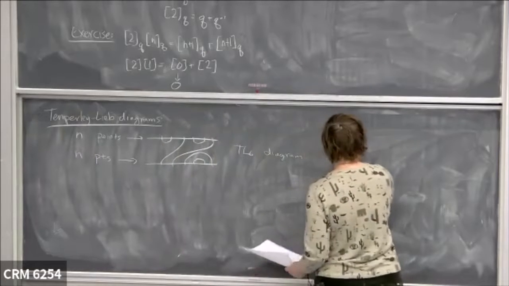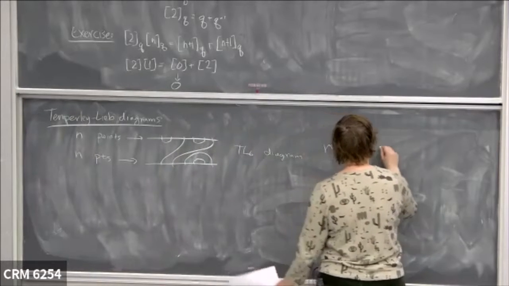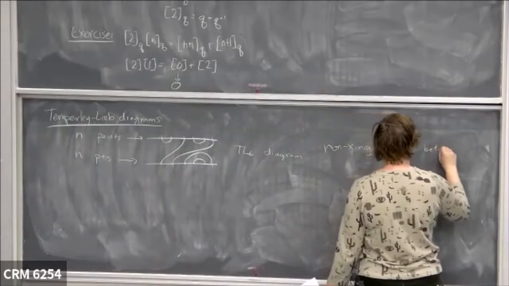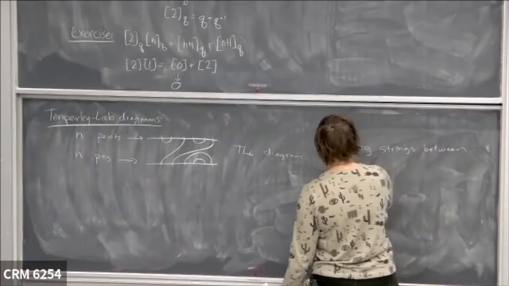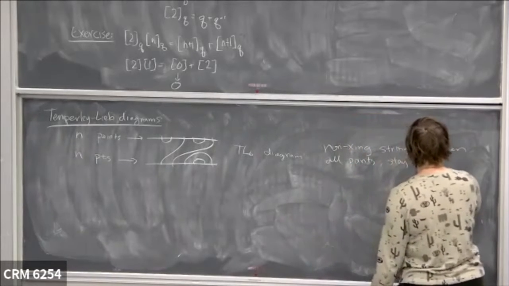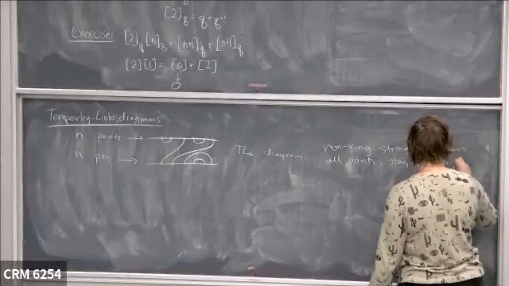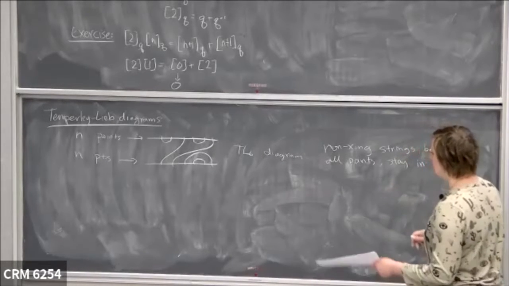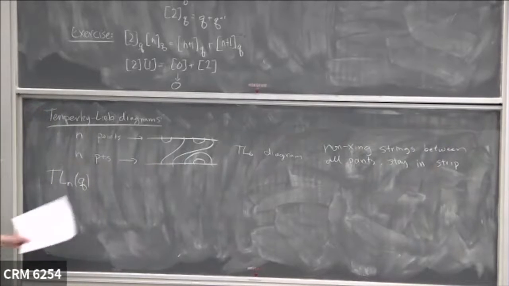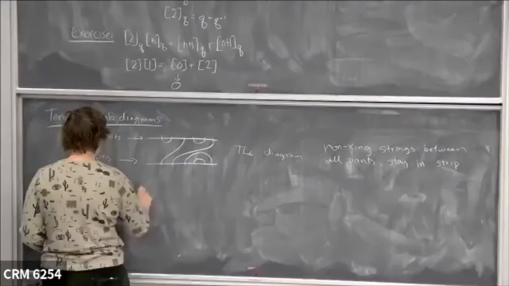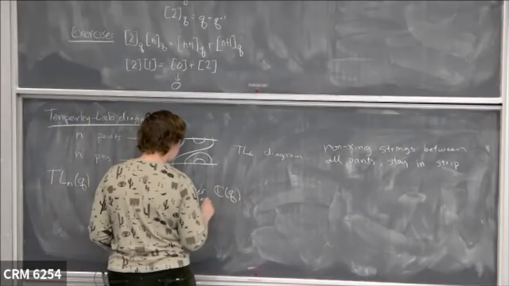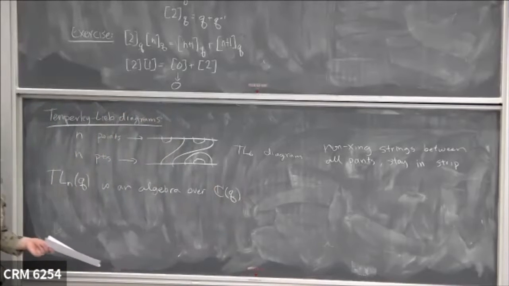Here we can write down that the important things were that we had these non-crossing strings between all points, and the strings must stay inside the given strip. So when I write TL n, and I'm going to need a parameter q in a minute, I mean algebra for now over the field of C adjoin q.